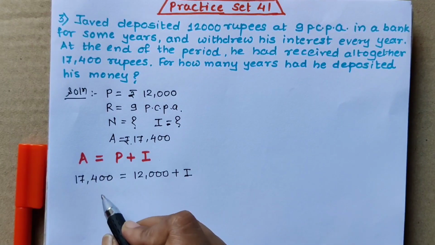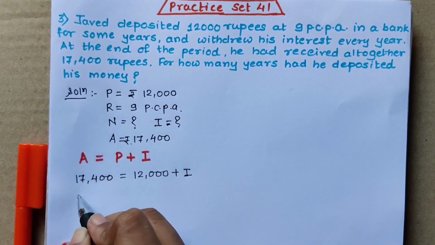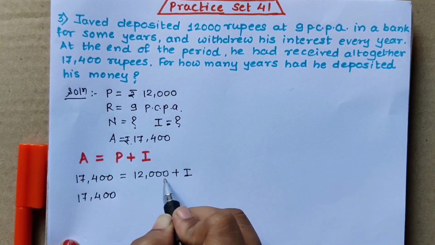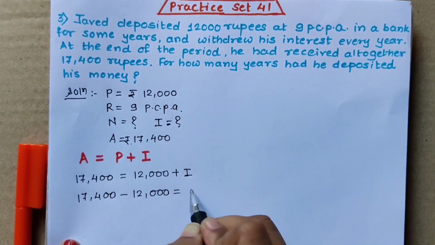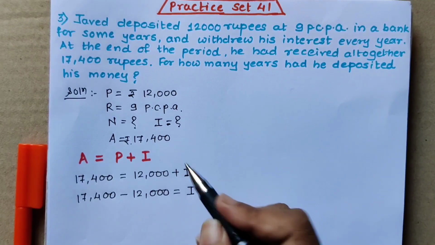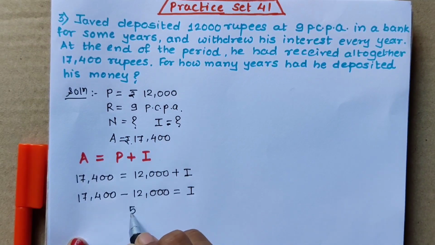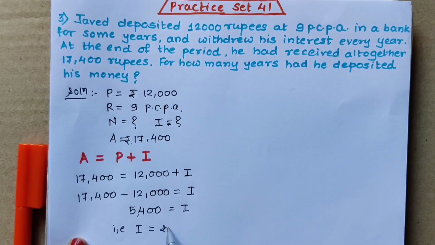Now this 12,000 I am going to transfer from right to left. 17,400 as it is I am writing. This plus 12,000 will become minus 12,000 and is equal to plus I as it is I am writing. Now see 17,400 minus 12,000 is 5,400 is equal to I. That is I is equal to 5,400 rupees. We are getting the answer.